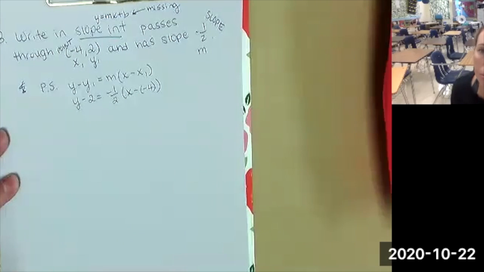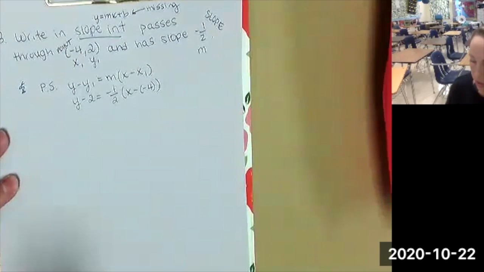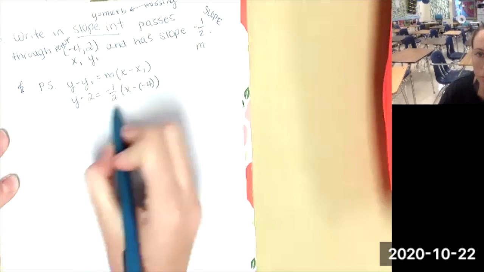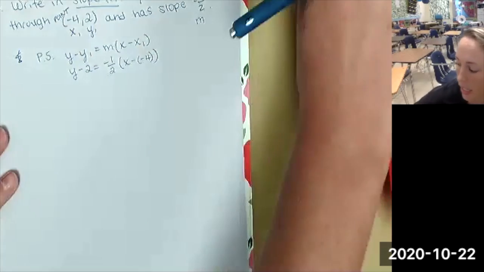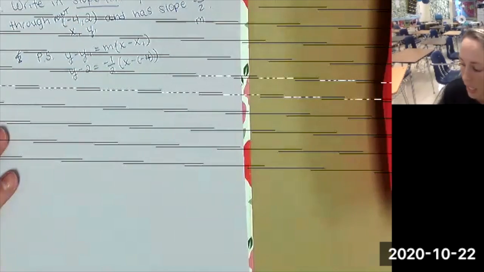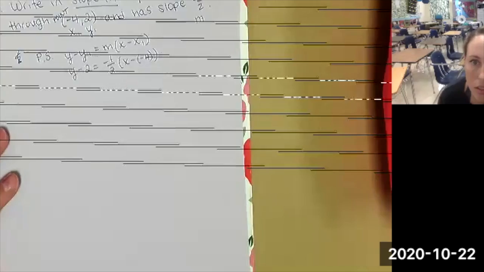Then we need to simplify and solve for y. So this is point slope, but we need to put it into y equals mx plus b. And y equals mx plus b has y solved for. Okay, so we can change that minus a negative into a plus first.